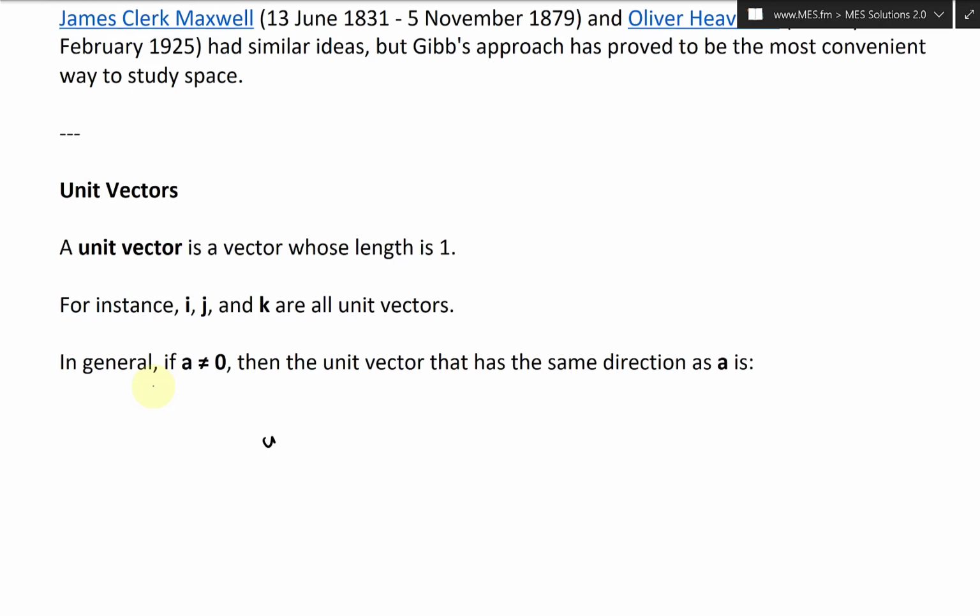So in other words, if you have a unit vector u for a vector a, you're going to divide the vector a, because you're going to scale it down by the length of that vector. So 1 over the length of the vector a, times the vector a. You're dividing it by its own length so that it becomes a length of 1. So in other words, u equals the vector a over the length of the vector a.